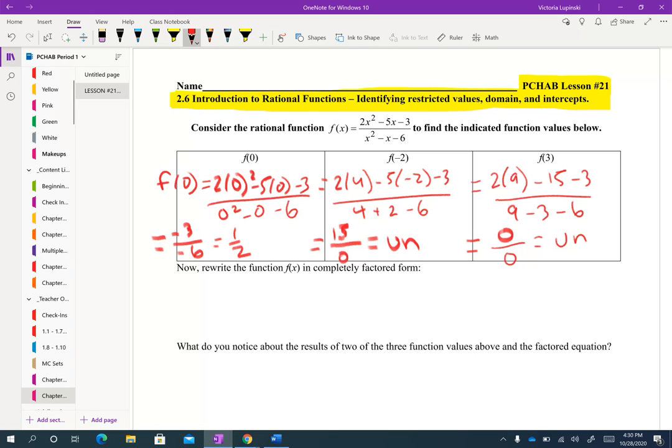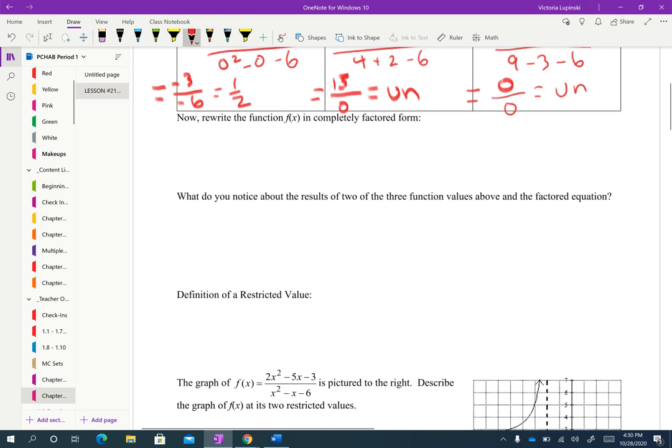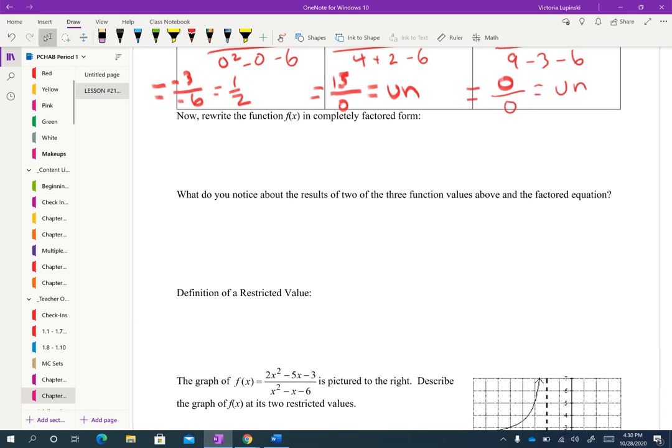So we're interested in what values give you actual numbers, like f of 0, as opposed to those that give you undefined. In order to take that information and do more with it, we're going to start by taking the f of x function and writing it in factored form.